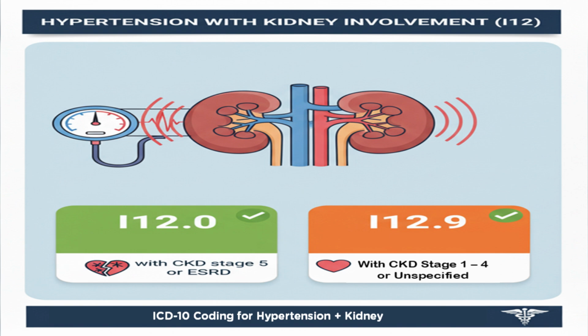This is a common code for early to moderate renal impairment. Remember, I12 is a combination code. The level of kidney function, specifically the CKD stage, dictates whether you choose the severe stage I12.0 or the less severe, unspecified I12.9.